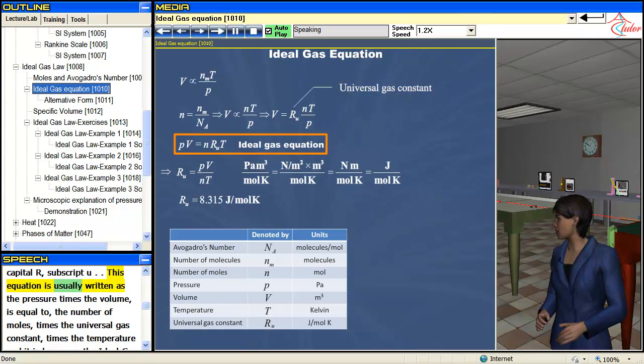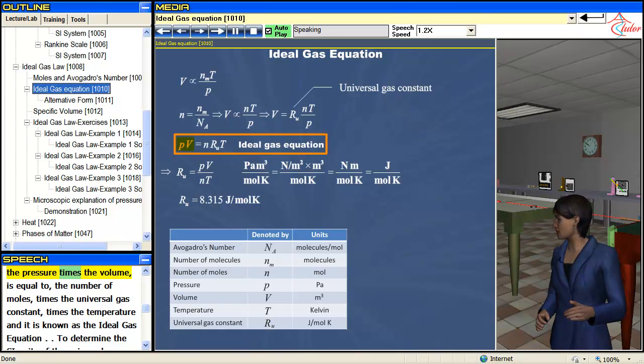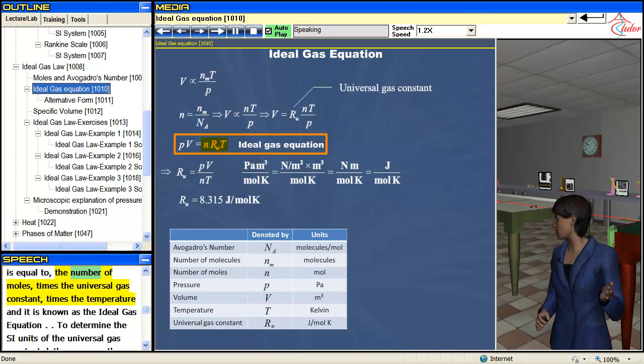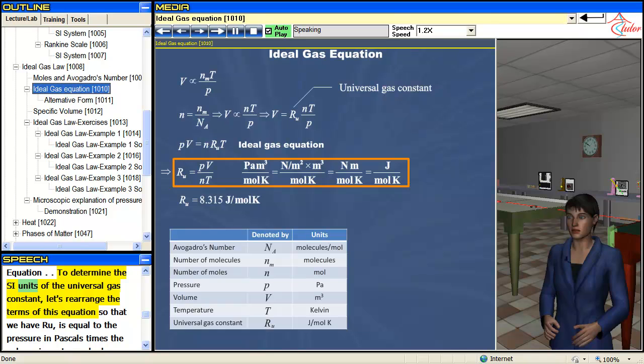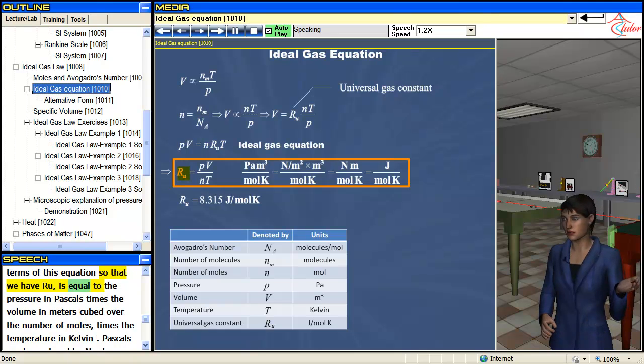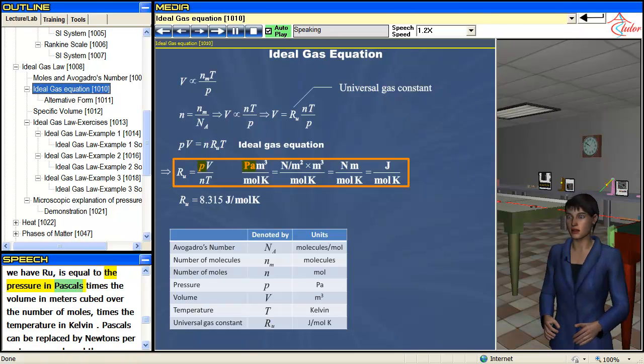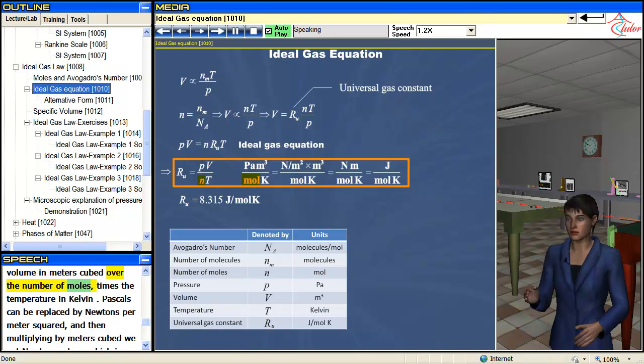This equation is usually written as the pressure times the volume is equal to the number of moles times the universal gas constant times the temperature, and it is known as the ideal gas equation. To determine the SI units of the universal gas constant, let's rearrange the terms of this equation so that we have R_U is equal to the pressure in pascals times the volume in meters cubed over the number of moles times the temperature in Kelvin.